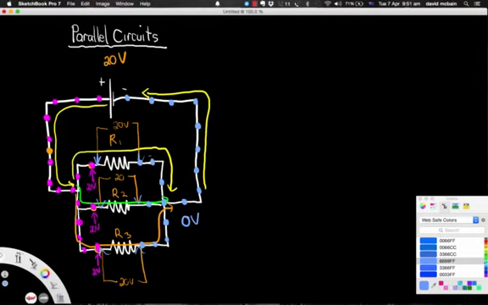The voltage drop across resistors in parallel will always be equal, or the potential difference across parallel resistors will always be equal to each other.